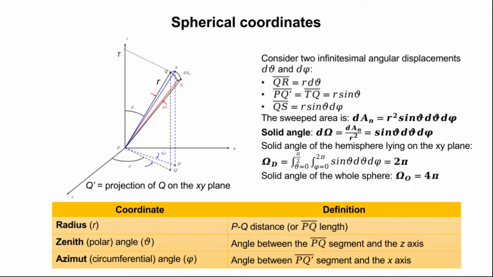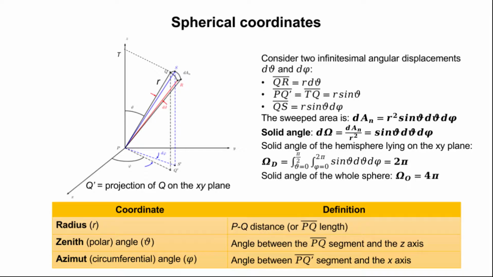Since we are dealing with electromagnetic waves, which propagate in every direction, it is useful to use spherical coordinates. Consider this figure. A point P is placed at the origin of the x, y and z axis. A point Q is placed at a distance r from point P. This distance is called radius and is one of the three spherical coordinates. The remaining two are the angles theta and phi.